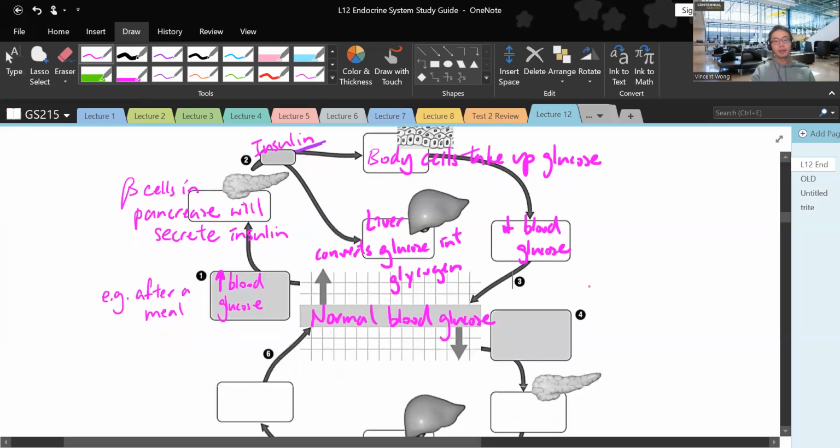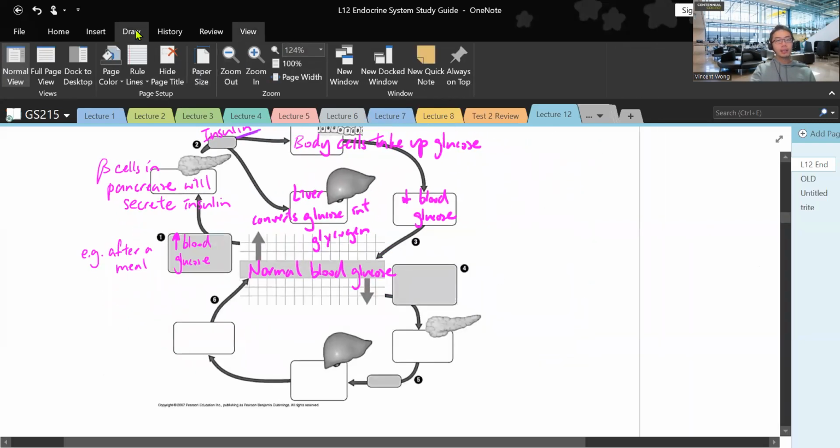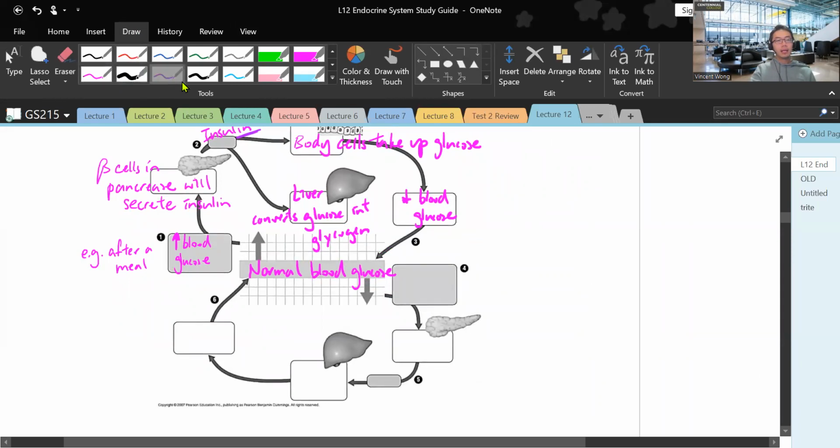On the other hand, if you have a decrease in blood glucose, okay, this time it is going to trigger the alpha cells in pancreas. Pancreas without the E, I've been spelling it wrong, will release glucagon.